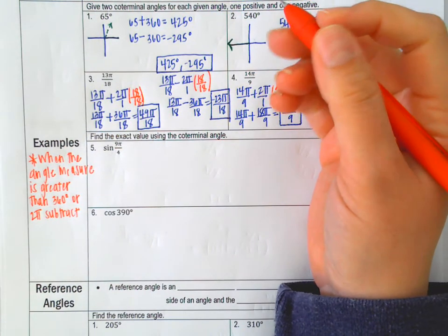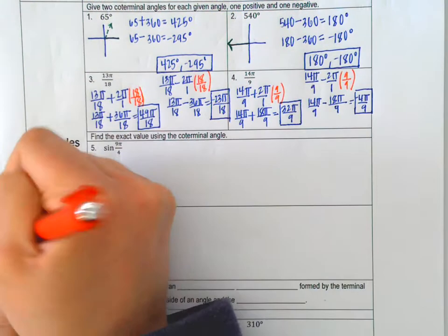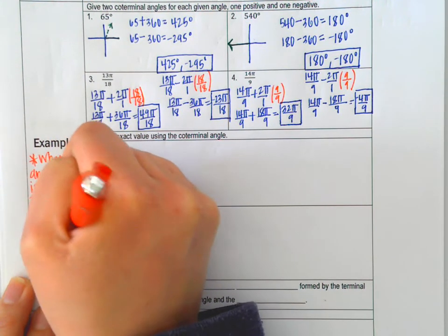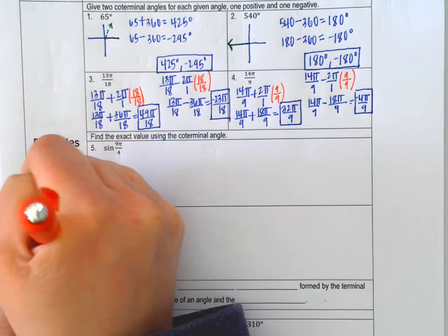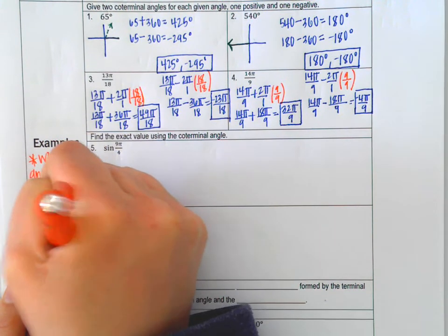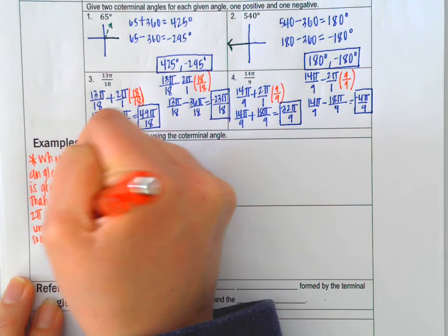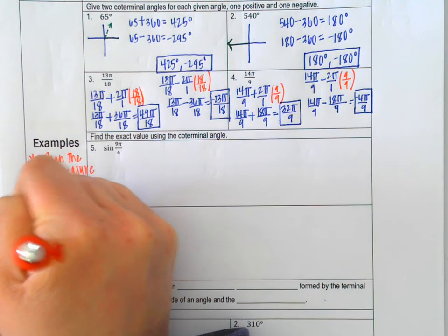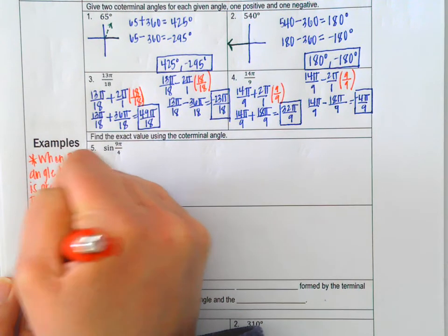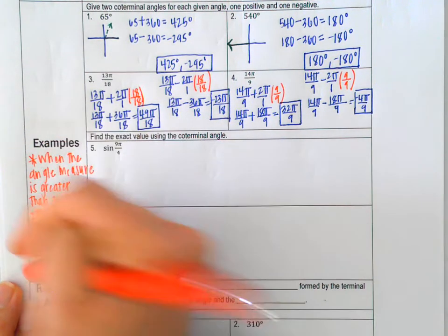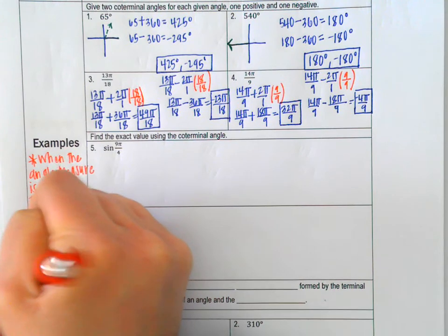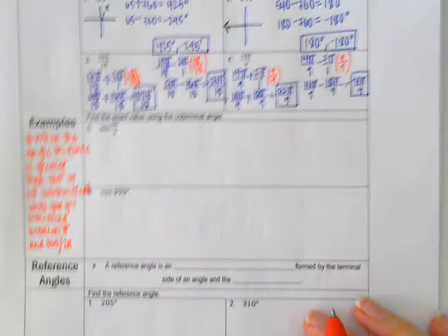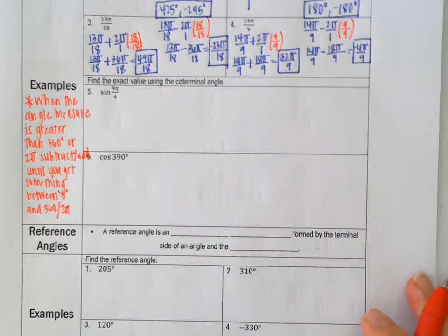Subtract 360 or 2 pi until you get something. I should say actually subtract or add until you get something between 0 degrees and 360 or 2 pi, depending on if we're in degrees or radians. So that's essentially what I mean by that.